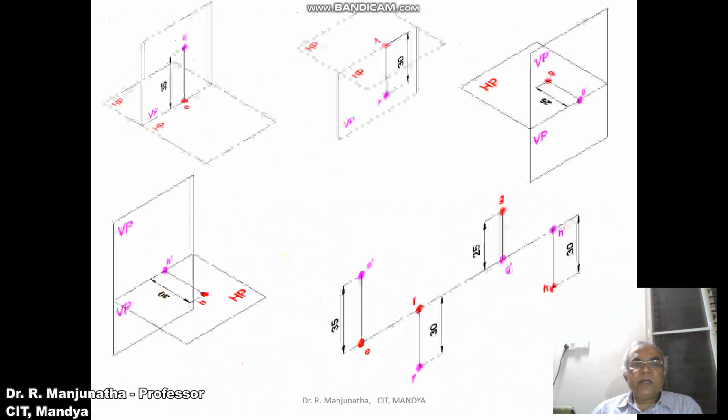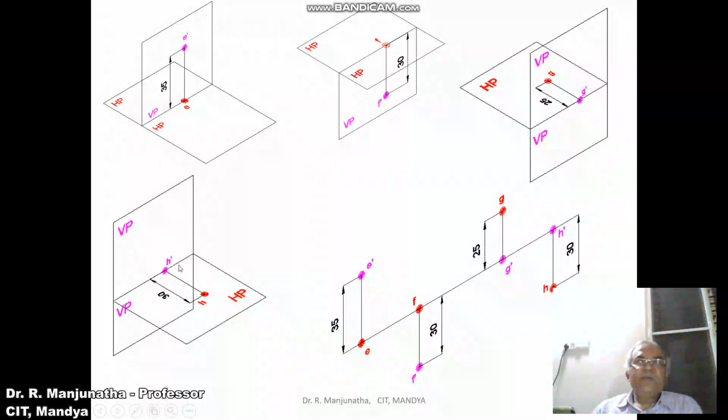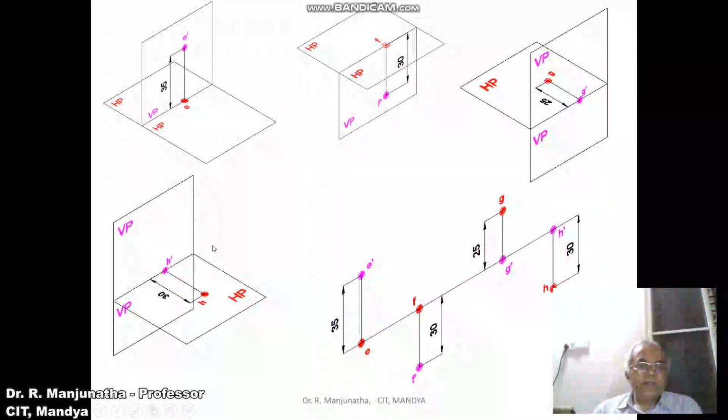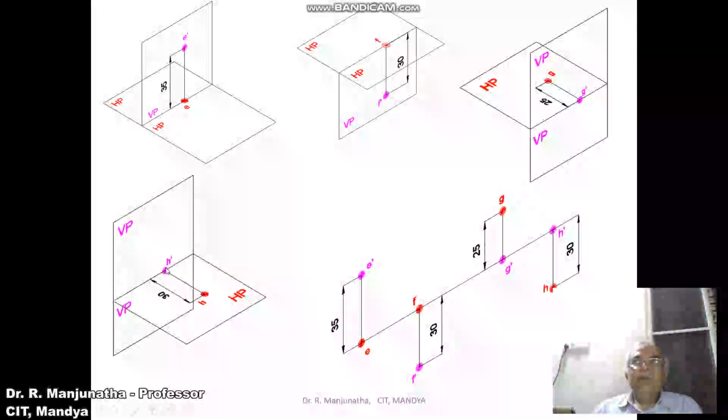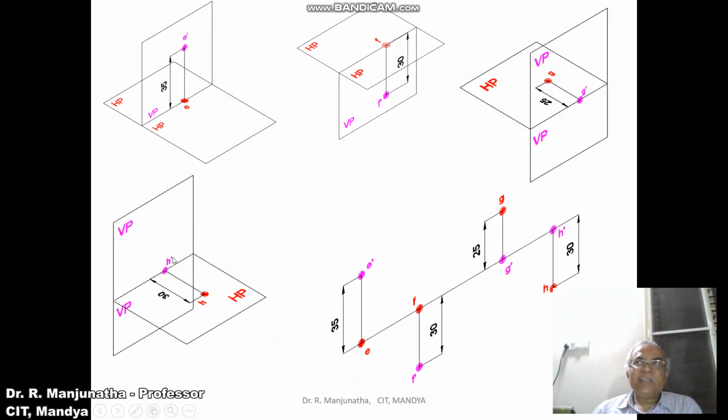So first we are going to consider the first as well as the fourth quadrant. When you look from the top view, the distance in front of VP of 30 mm can be seen, and this image is going to fall on the horizontal plane. So when you look from the front view, it will be on HP, so obviously the image will be on VP, so you're going to get H dash.